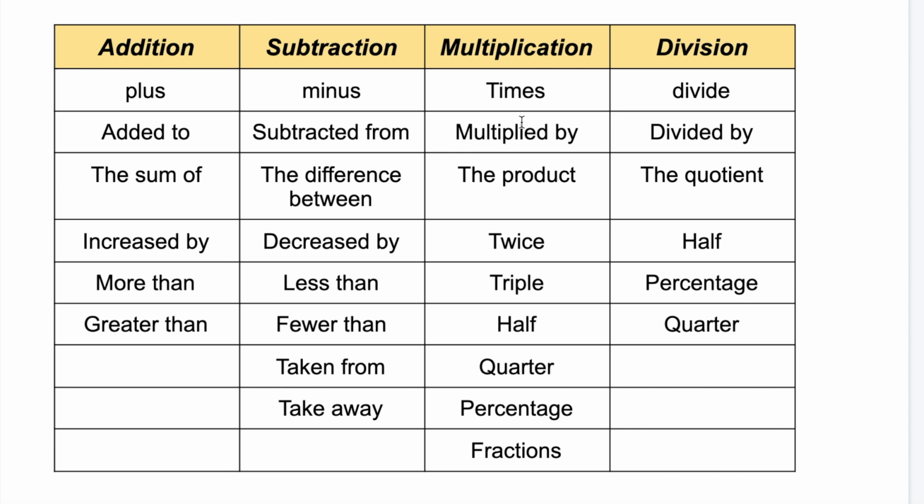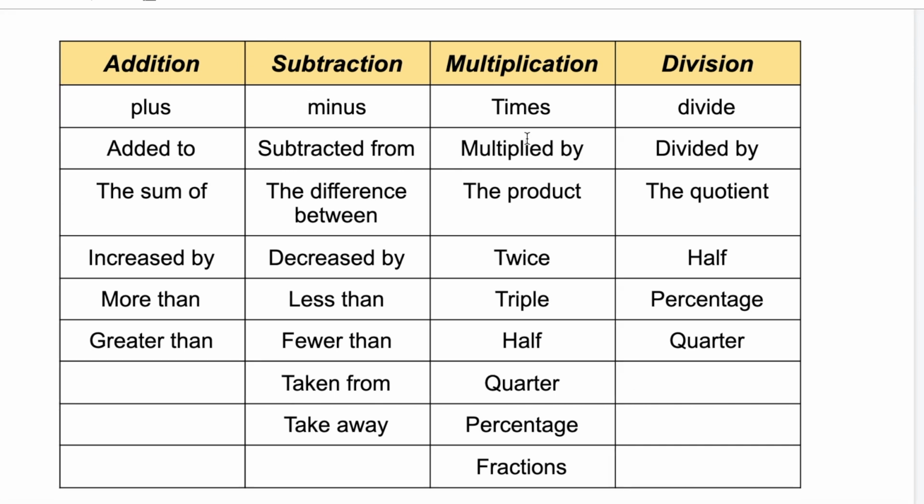For subtraction, I can use minus, subtracted from, the difference between, decreased by, less than, fewer than, taken from, take away. For multiplication, times, multiplied by, the product, twice, triple, half, quarter, percentage, and fractions. For division, divide, divided by, the quotient, half, percentage, and quarter. So these words came to my mind as verbal expressions, and I will give you examples later.